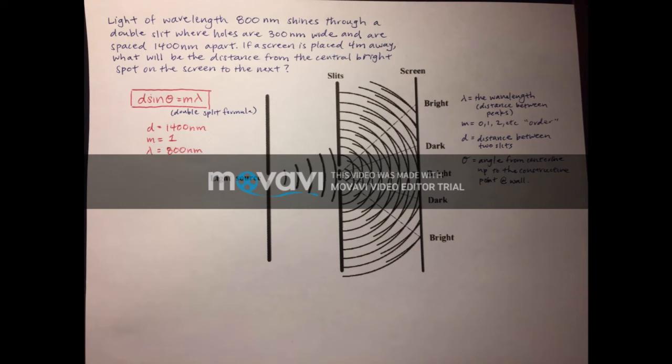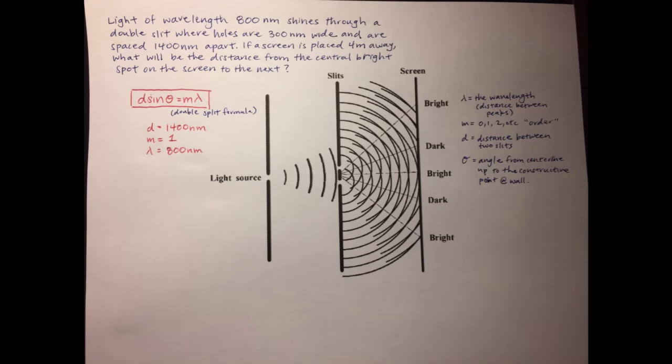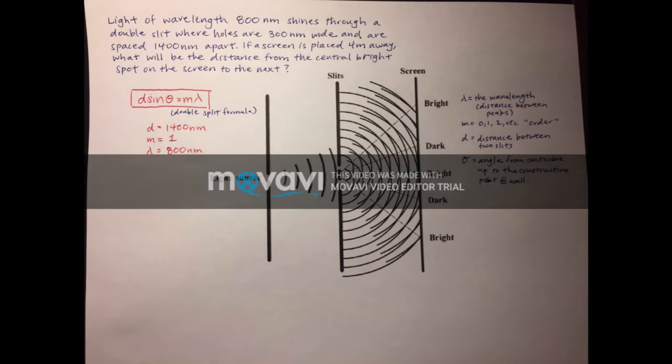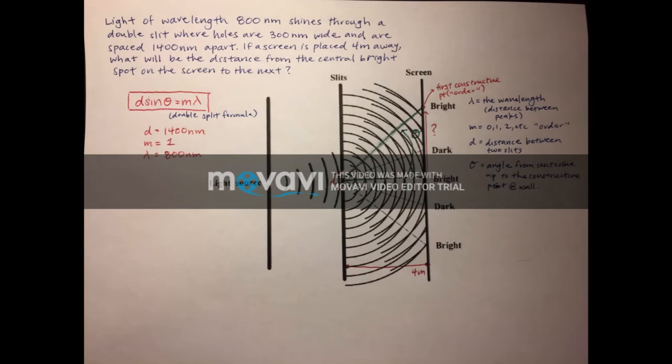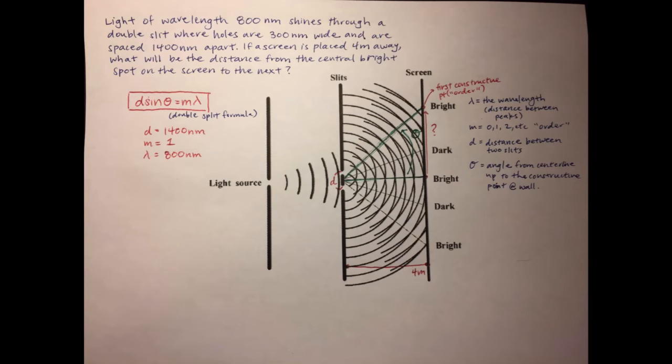We have the double slit formula, which is d sine theta equals m times wavelength. Lambda is the wavelength, the distance between the peaks. m is usually 0, 1, or 2, etc. It's the order. And d is the distance between the 2 slits. And theta is the angle from centerline up to the constructive point at the wall. Now we have to keep in mind that the width of the slits does not play a part in this equation. We just have to make sure that they have a wide enough angle of diffraction.